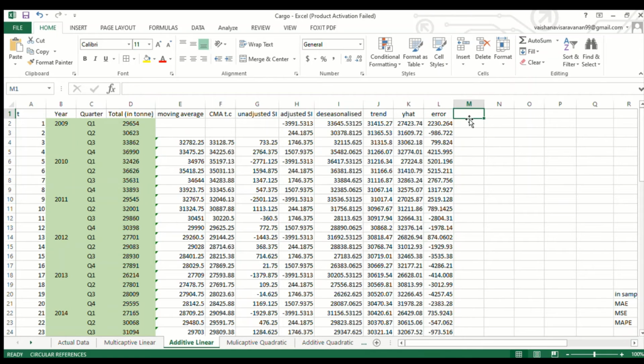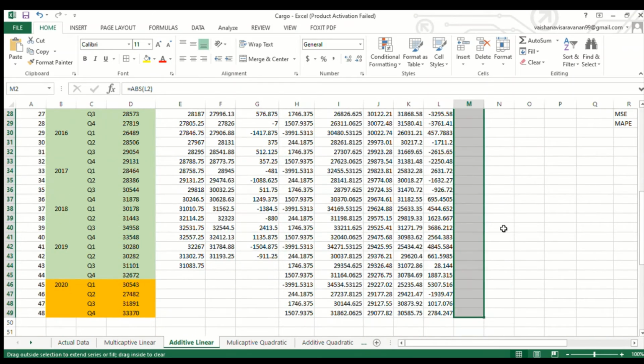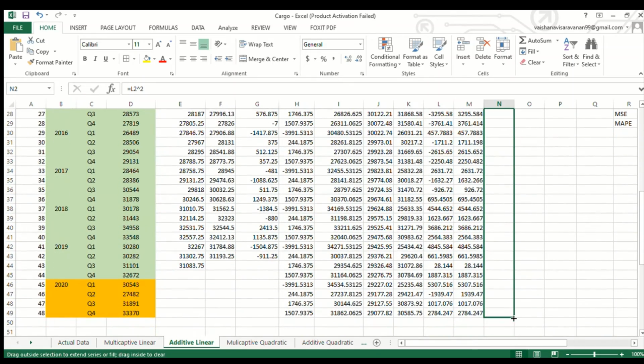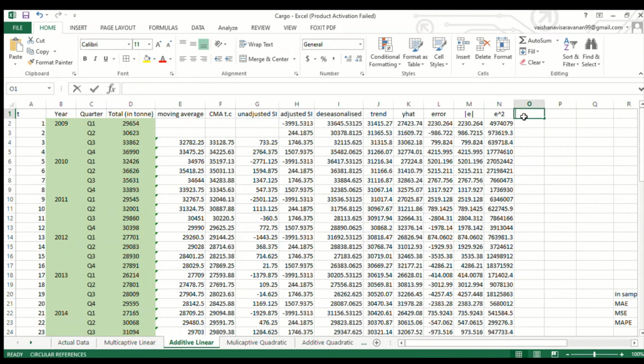After we found our error, we need to get the absolute value of the error. So using the Excel formula for absolute values, we get this. After that, we are calculating the error square value. For that, we just select the error value to the power of 2. And last but not least, our APE value. For the APE value, we are going to take the absolute value of error divided by actual value times 100.